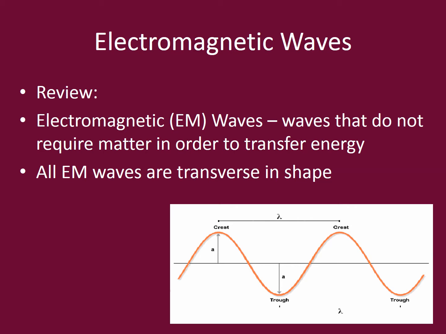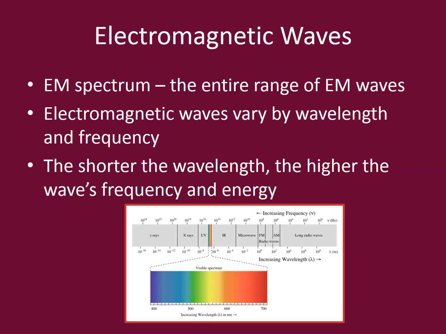And all electromagnetic waves are transverse in shape. So they all have those crests and those troughs. You don't have longitudinal electromagnetic waves. They're all transverse. So let's work our way through the spectrum.